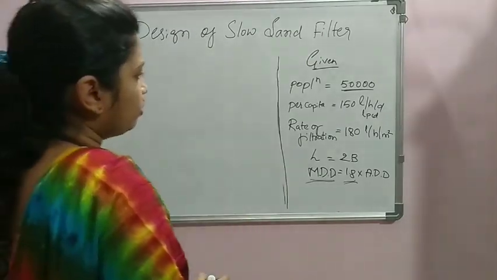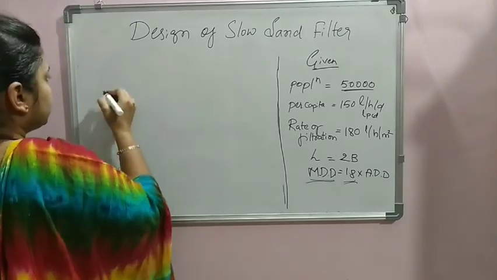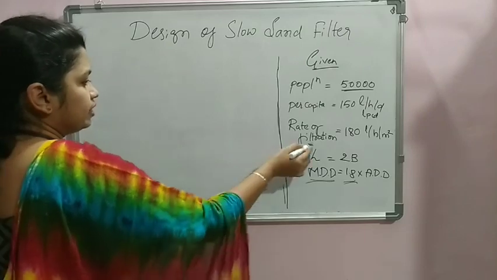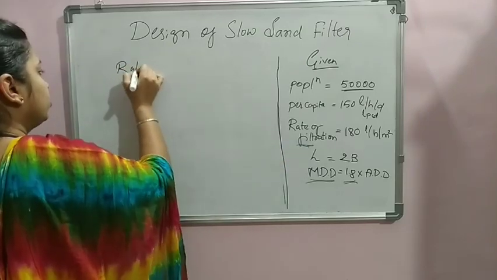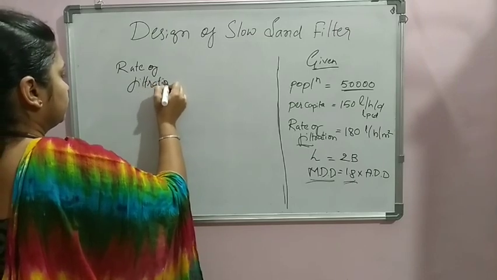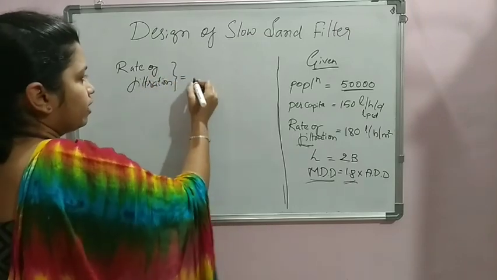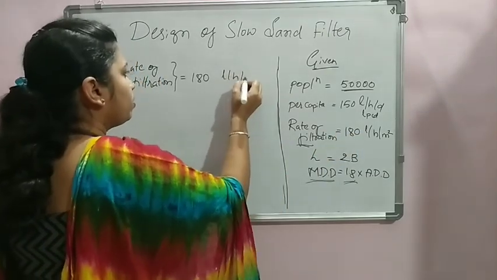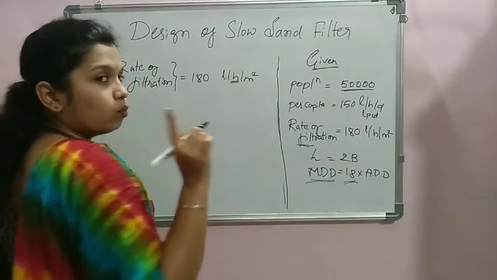Next thing we need to find out is the total surface area. Before finding the total surface area, first let us check the rate of filtration. Rate of filtration is given as 180 liters per hour per meter square. This is for 1 hour.